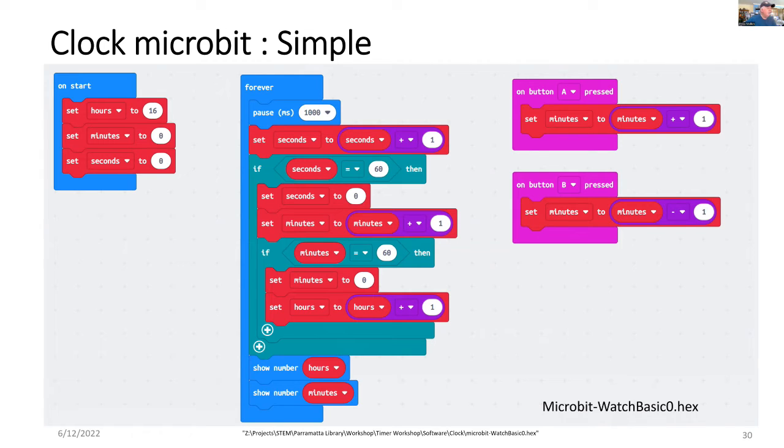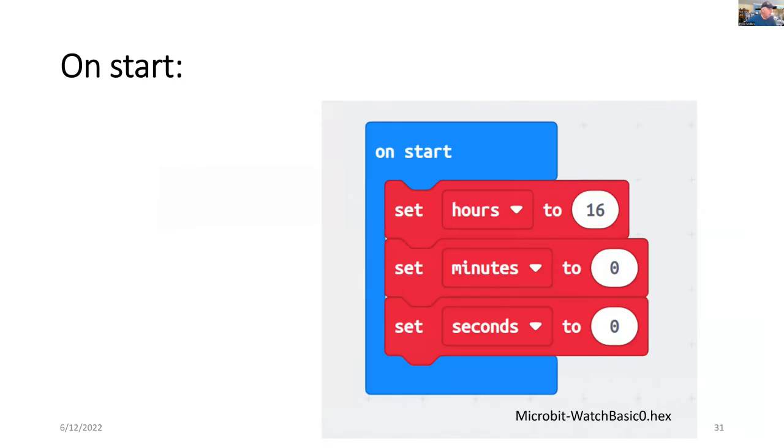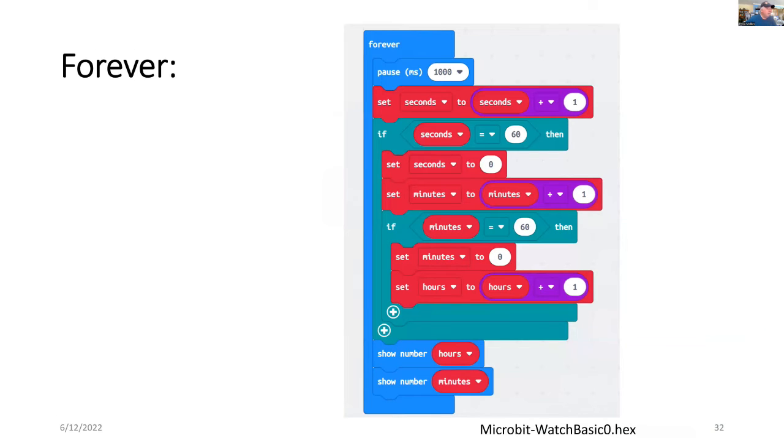So let's go through the project step by step. And on start, we create 3 variables, the hours, the minutes, and the seconds. And we're setting the time to 1600 hours or 4 p.m. in the afternoon. In the forever, this is where most of the work occurs. And we spend most of our time just pausing for 1 second or 1000 milliseconds.